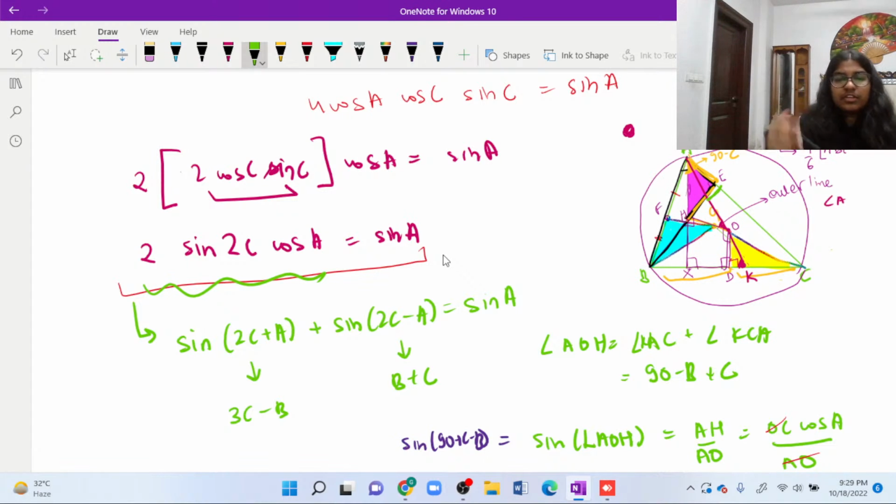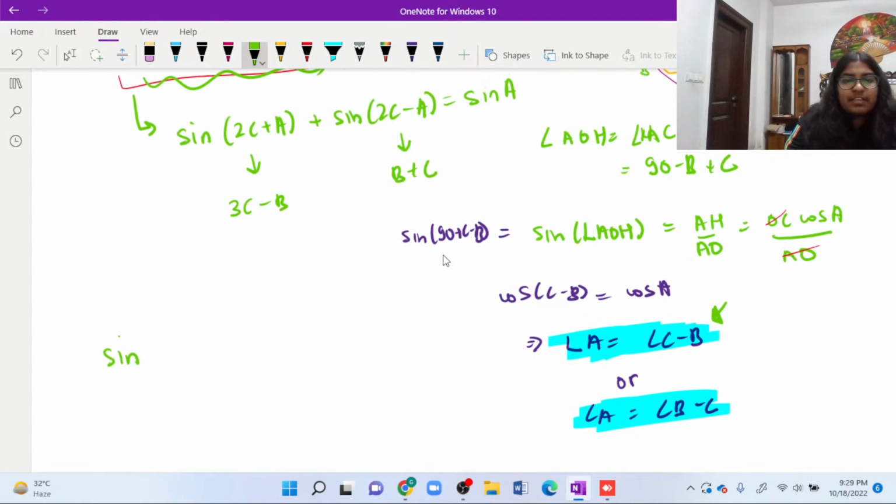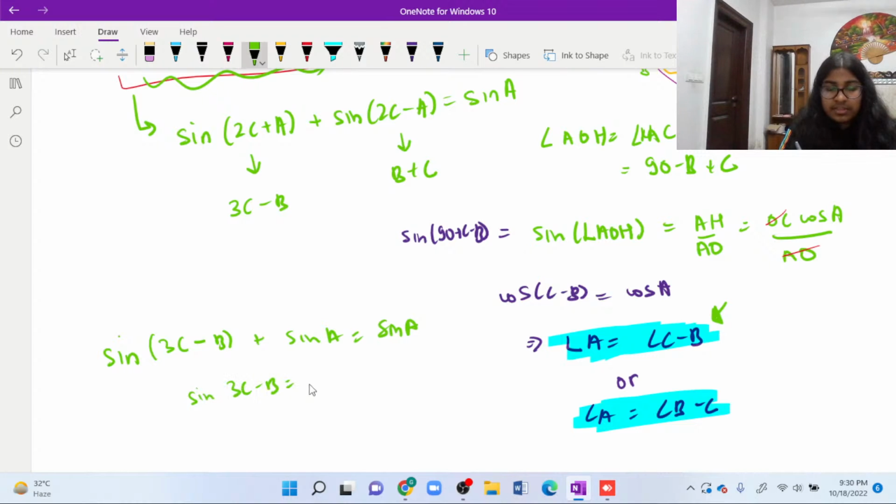Yeah, it seems correct. So this is just, in the first case, sine(3c minus b) plus sine(b plus c), which is sine(180 minus a), which is sine a, equals sine a. So sine(3c minus b) equals 0. That means either this equals 0 or this equals 180 degrees.